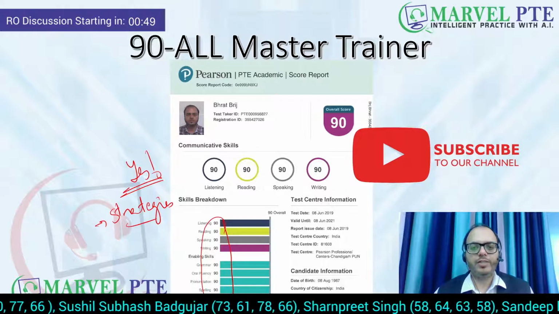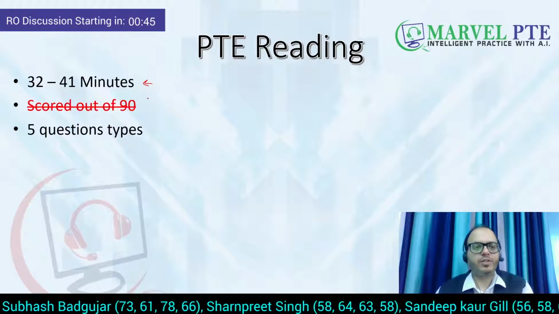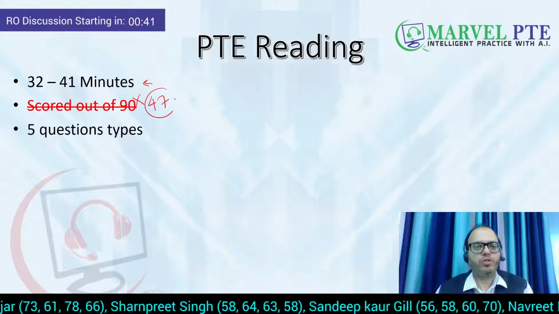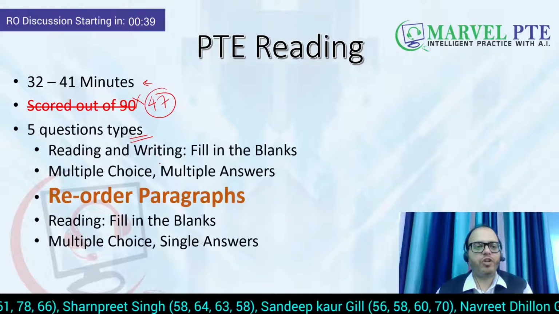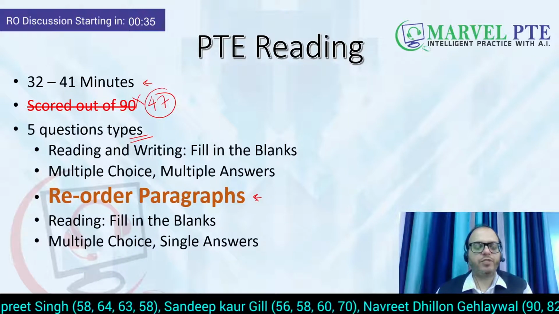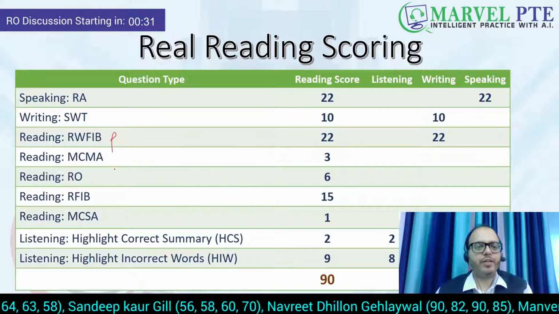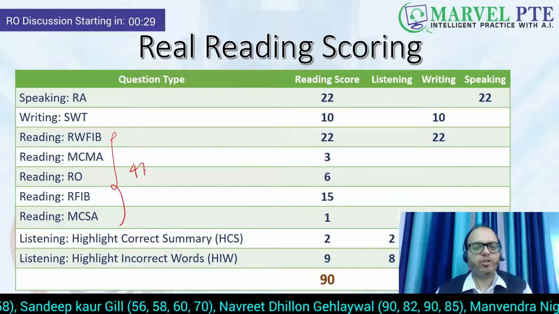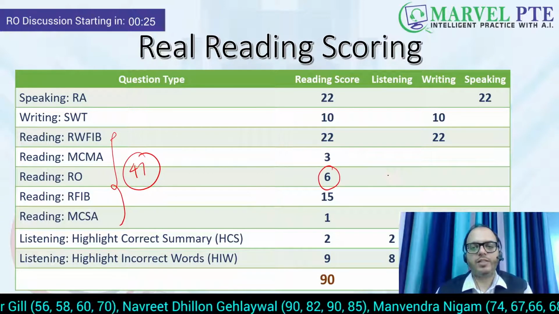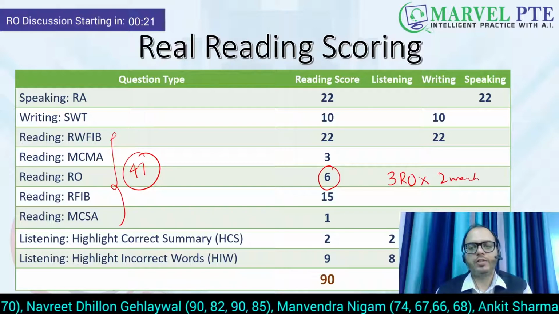So PTE reading is of 32 to 41 minutes and the total scoring is not out of 90. The PTE reading module is of 47 marks and it has 5 question types. And the third question type is reorder paragraph, which is the topic of today's video. And this is the real PTE reading scoring. As you can see, it contributes 47 marks. Reorder paragraphs are of 6 marks. It means that if you are getting 3 reorder paragraphs, they will be of 2 marks each.